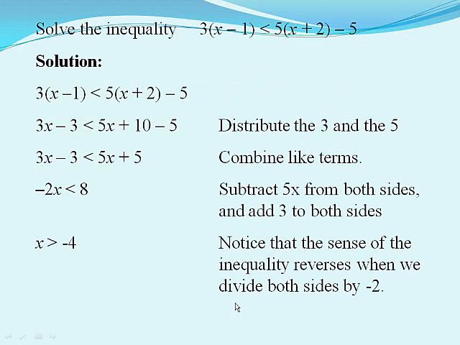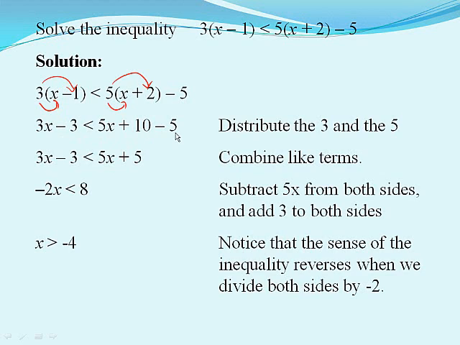Solve the inequality 3(x - 1) < 5(x + 2) - 5. 3 times x is 3x. 3 times negative 1 is negative 3. Here also we are going to distribute. So we get 5x + 10 - 5.